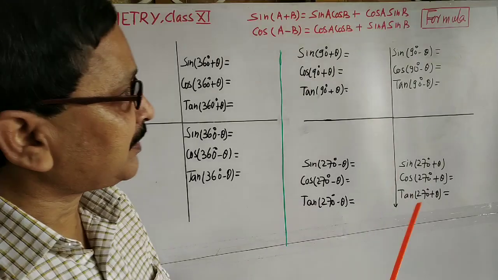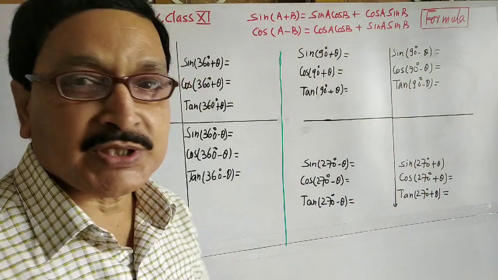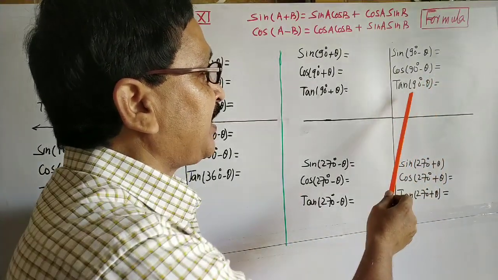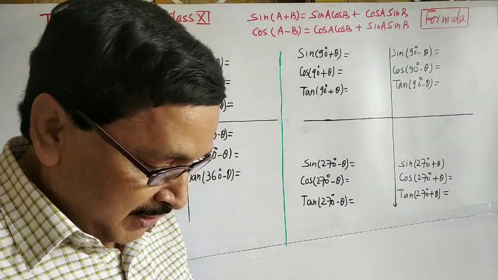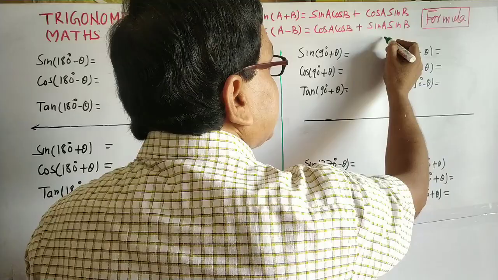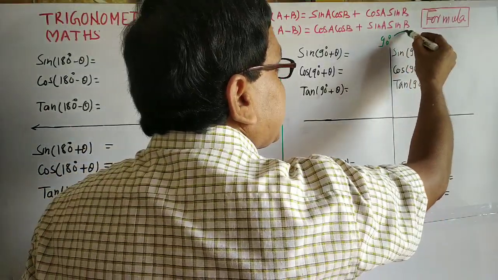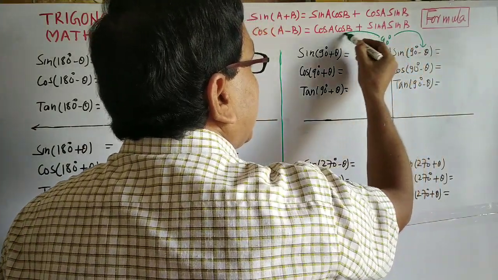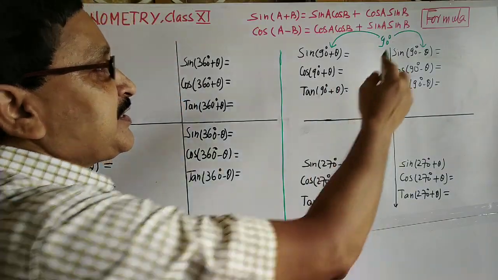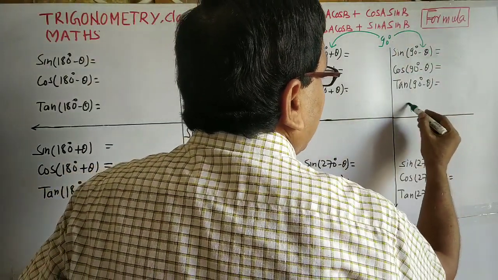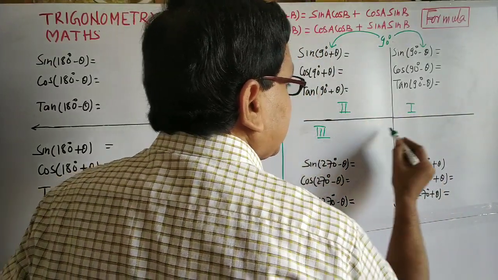So this is you know from class 10 that sin 90 minus theta is cos theta, cos 90 minus theta is sin theta, tan 90 minus theta is equal to cot theta. But how and why? Anyway, you know that this is 90 degree, this is 90 minus theta, and this is 90 plus theta. So students, it is very interesting. This is the first quadrant, second quadrant, then this is third, and this is the fourth quadrant.